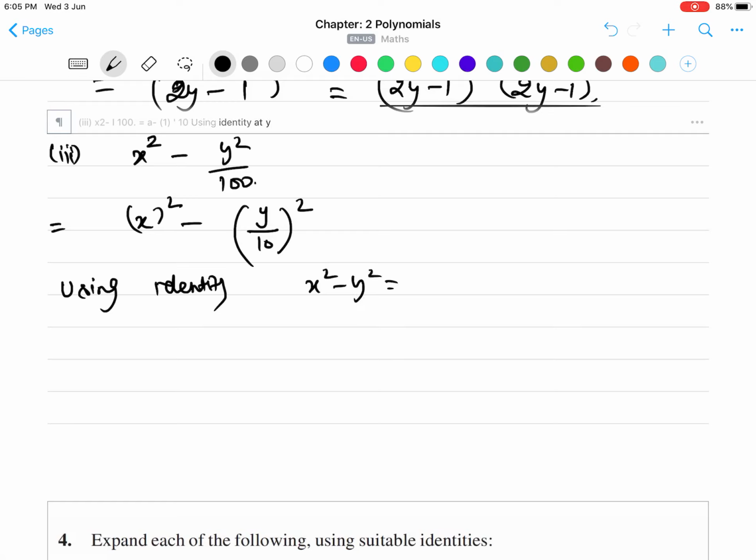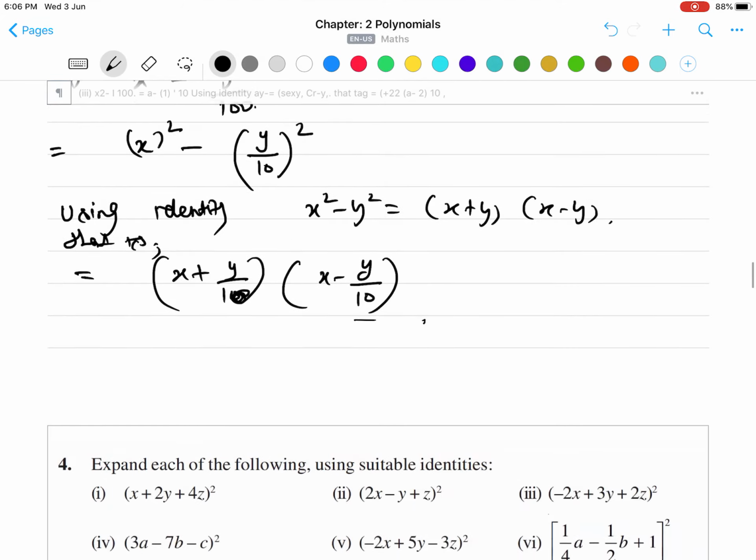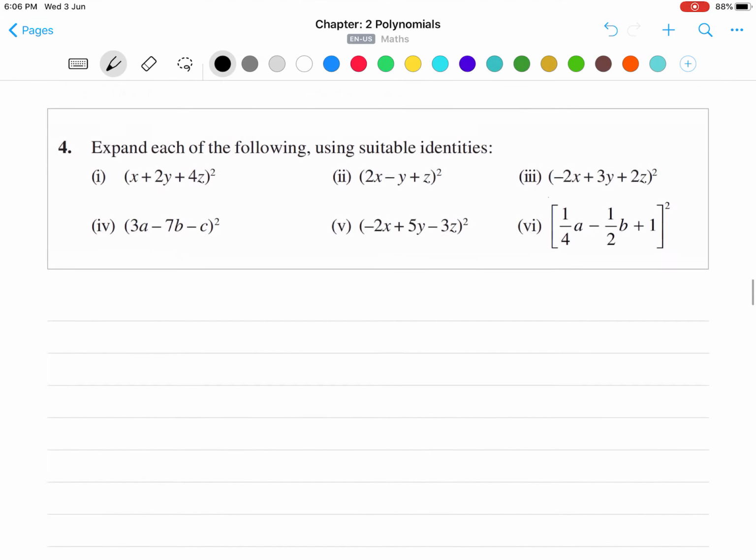We have x square minus y square is equal to x plus y, then x minus y. So this can be written as x plus y by 10, and x minus y by 10. So these are the factors of this given polynomial. So that's how we can solve question number 3 of this exercise.